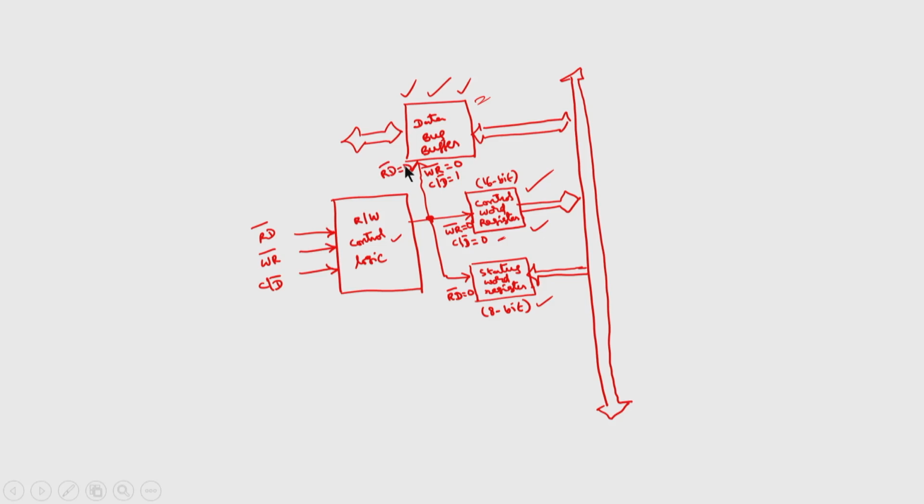Now, when read bar is equal to 0, whether the microprocessor is going to read from the data bus buffer or the status word register will again be decided by C by D bar. If C by D bar is equal to 1 and RD bar is equal to 0, this refers to the status word register. If C by D bar is equal to 0 and RD bar is equal to 0, it refers to the data bus buffer. This is about the functions of read bar, write bar and C by D bar signals.